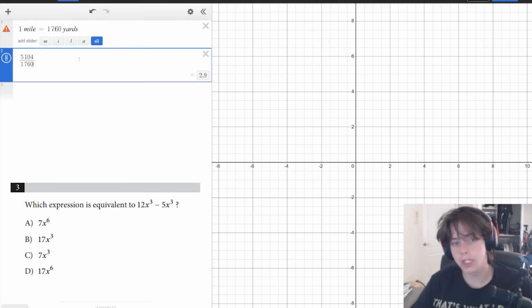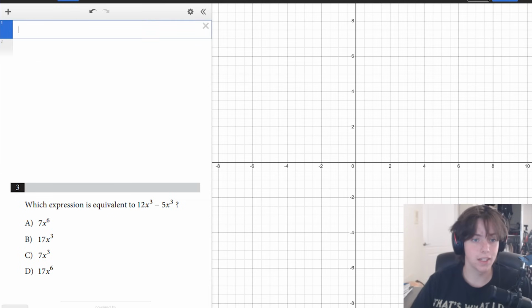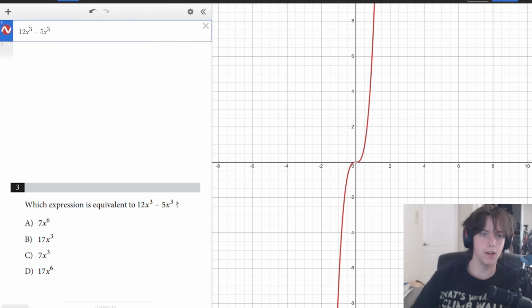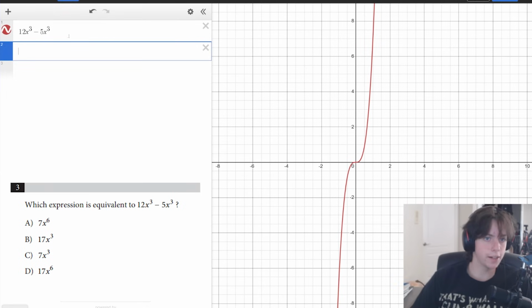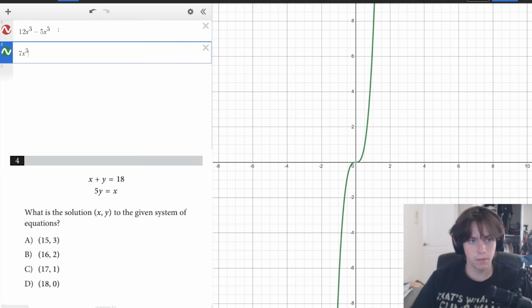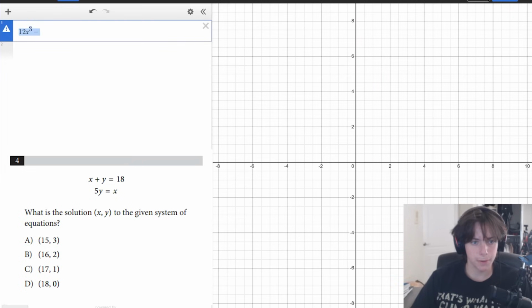Number 3, which expression is equivalent to 12x cubed minus 5x cubed? With this one, it's pretty simple. We just have two parts of the expression that have x cubed in them, so we can just factor out x cubed. And we all know 12 minus 5 is 7. So 7 times x cubed would be our answer, or C. We can prove this by turning the function on and off, and we see that it lines up.